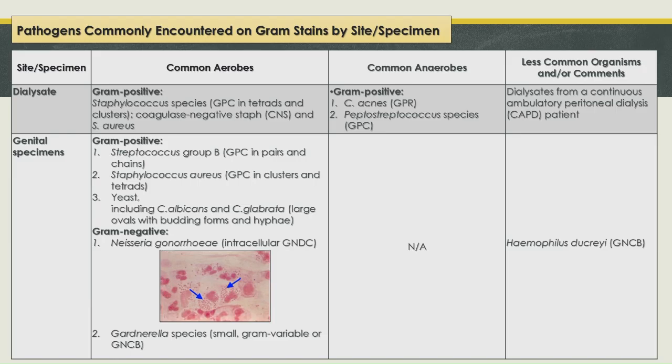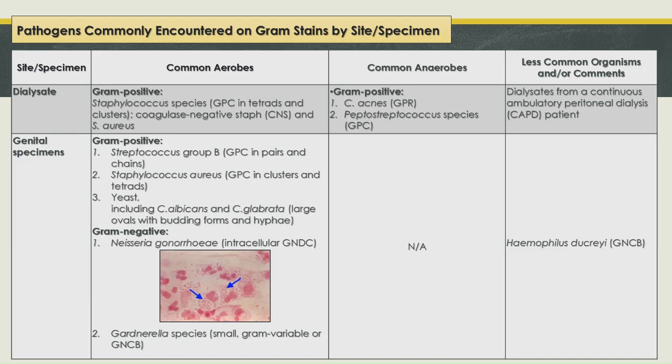Site/specimen: genital specimens. Common aerobes. Gram-positive: 1. Streptococcus group B, GPC in pairs and chains. 2. Staphylococcus aureus, GPC in clusters and tetrads. 3. Yeast, including C. albicans and C. glabrata, large ovals with budding forms and hyphae.